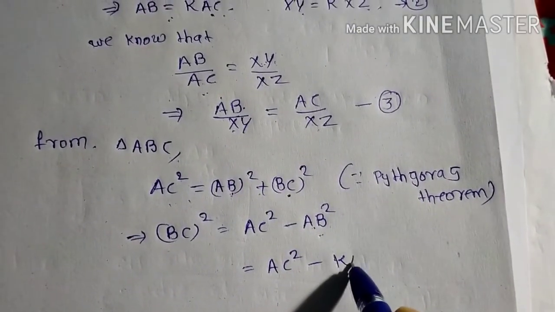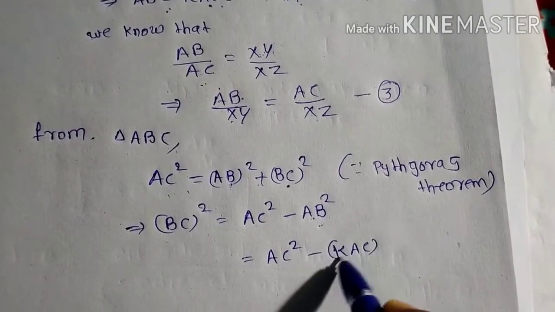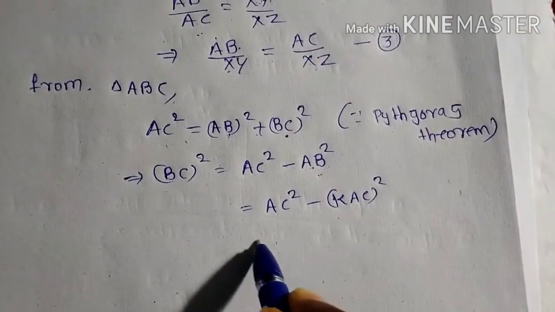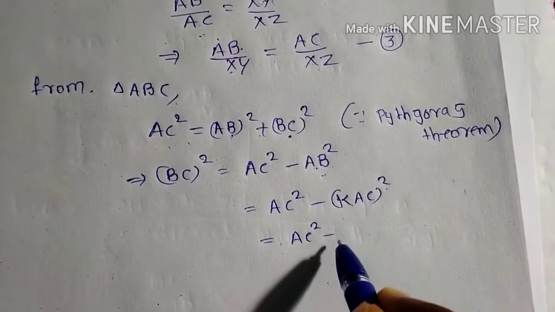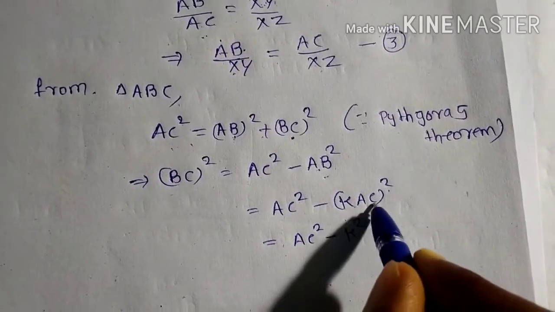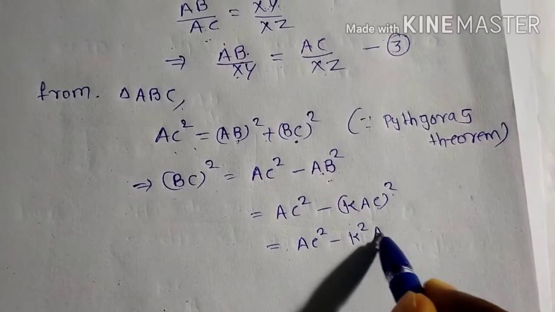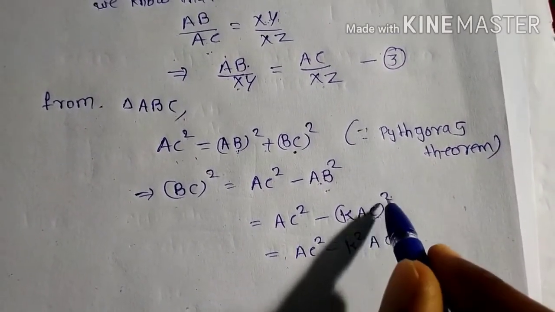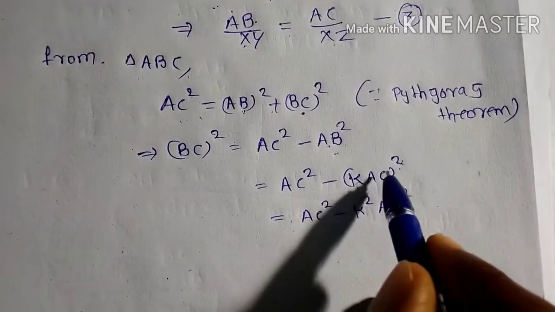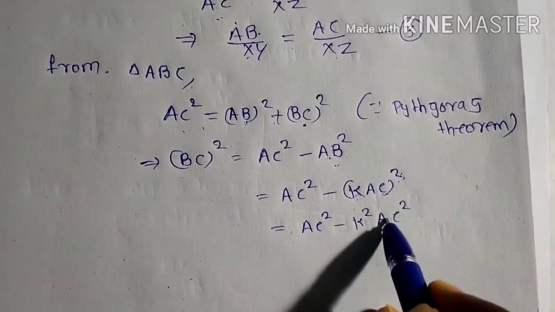You can write here K into AC whole square. That means you can write here AC square minus K whole square, K square AC square. Yes or no? Just you can see here AB whole square means A square B square, or not? Yes. So that I am writing here K square AC square.